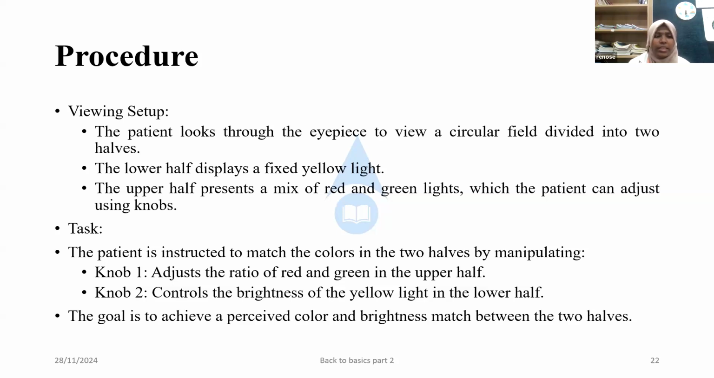Procedure. Viewing setting. The patient looks through the eyepiece to view the circular field divided into two halves. The lower half displays a fixed yellow light. The upper half presents a mixture of red and green light, which the patient can adjust using knobs. The patient is instructed to match the color of the two halves by manipulating them. Knob 1 adjusts the ratio of red and green in the upper half. Knob 2 controls the brightness of the yellow light in the lower half. The goal is to achieve a perceived color and brightness match between the two halves.